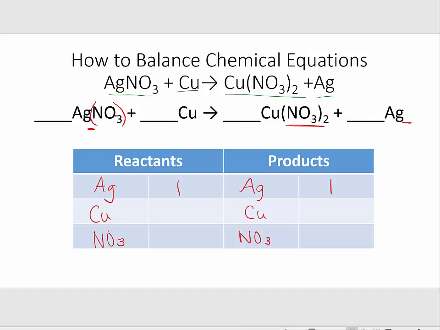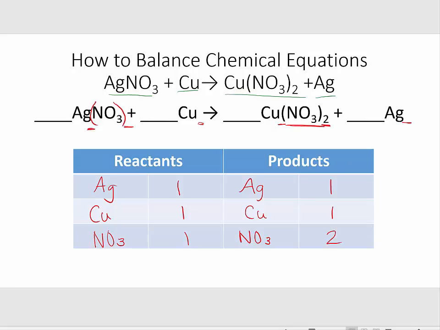Next, we're going to look at copper. So copper on the left-hand side, again, there's no subscript right there, so that is an implied 1. Same thing on the right-hand side, there's no subscript right beside the copper symbol, so that is also an implied 1. So now we'll look at the nitrate ion. I'm going to look here beside this nitrate ion, there's no subscript there, so remember that's an implied 1. And on the right-hand side, we look at the subscript after the nitrate ion, outside the parentheses, that is a 2, so there's a 2 here.